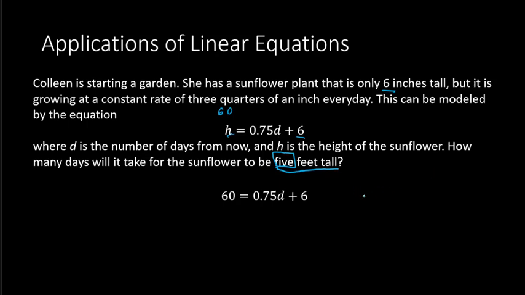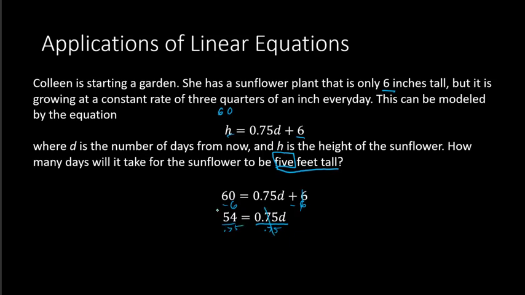When you solve, you work in reverse order of operations. We have a plus 6 and 0.75 being multiplied with the d. So working in reverse, we take care of addition first. We do the opposite of addition, which is subtraction. So we subtract 6 from both sides. That now gives us 54 on the left side, and then 0.75d on the right. And then from here, we can divide both sides by 0.75.